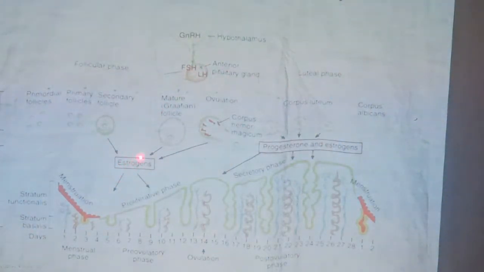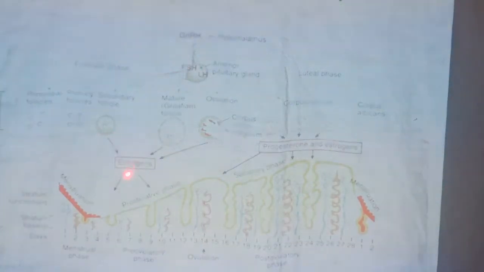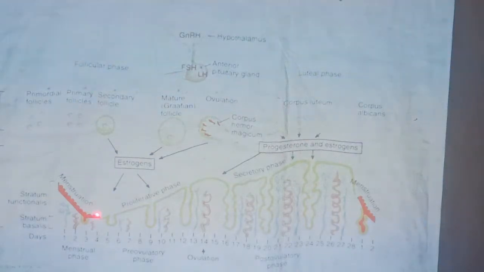Due to this estrogen, when the estrogen level is very high, FSH is also high, it means both FSH and estrogen are high, and the endometrial lining is gradually thickened. You will see that this thickening is gradually increased. Up to this level we can say that it is the follicular phase, and it lasts from 6 to 13 days.